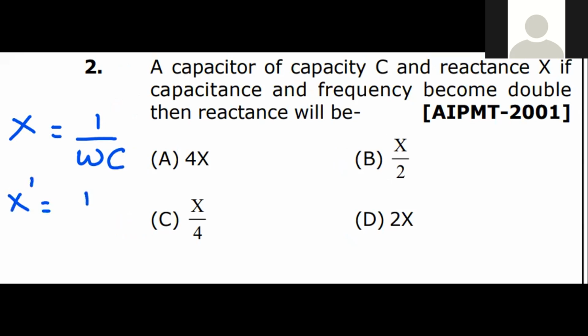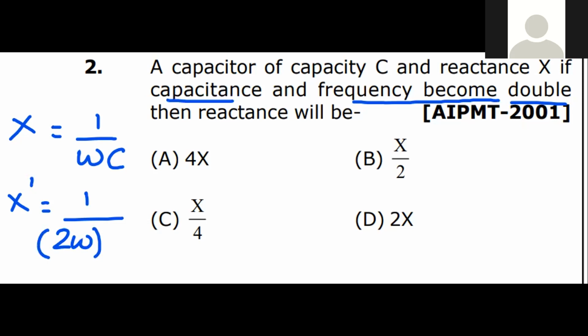It becomes 1 by new omega. Frequency will become double. So what will happen to omega? Will it become double or will it remain same? Omega is 2 pi into f. Do we remember this? So the new angular frequency will also become 2 omega. Yes or no? Yes, sir.